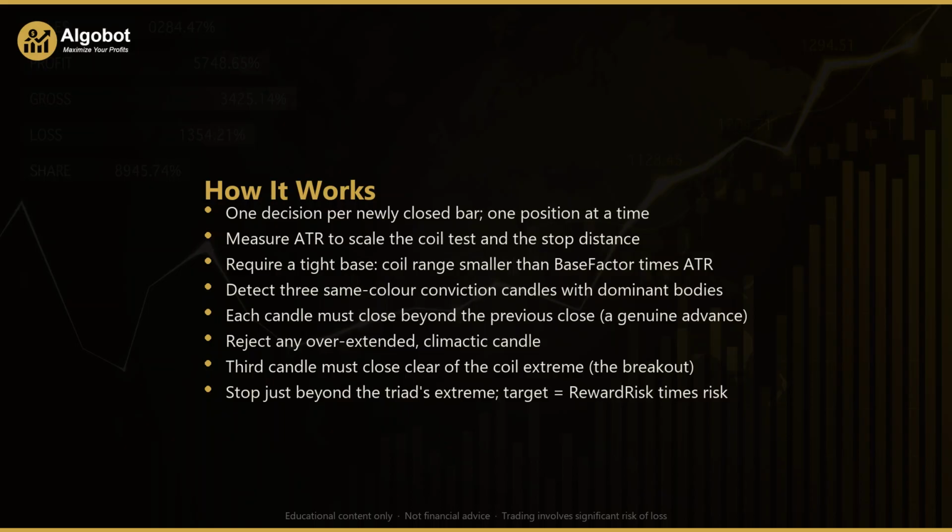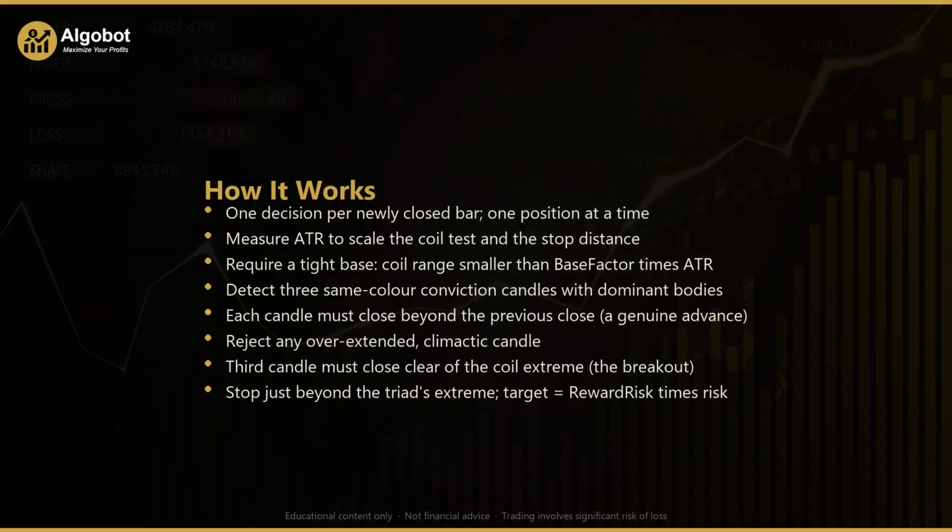And none of the three may be overextended. If any candle's range exceeds blow-off factor times the ATR, defaulting to 2.5, it's treated as a climactic exhaustion candle and the setup is rejected. The goal is to join a move that is just beginning, not one that is already spent.